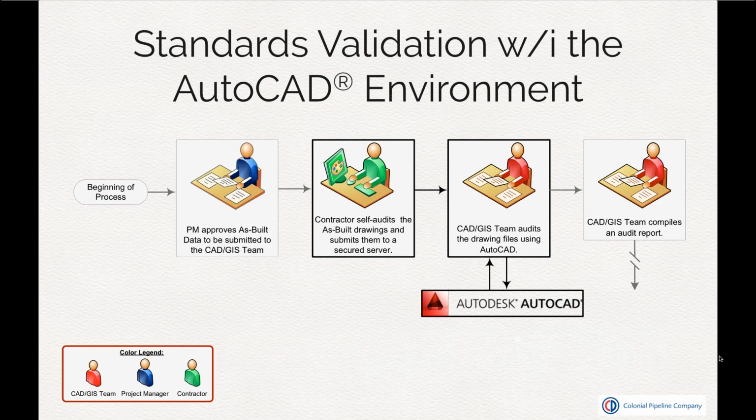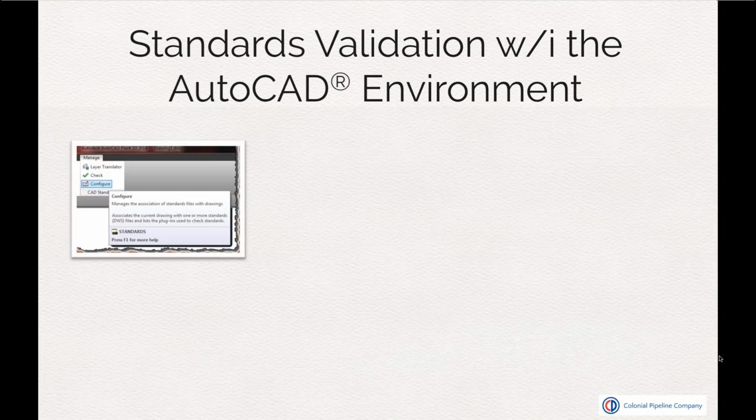So basic workflow, again, this is very basic. Project management personnel will work with contracting personnel, and then at the end of a project, send that as-built data back into our CAD GIS team. We have to look at that pretty much on a per drawing basis and validate that against our drafting standards, and then try to generate some type of report and understand where we go from there. This is a very arduous process within the Autodesk environment, although it does have some good tools. Some of the basic tools that you will use within the AutoCAD environment is the DWS structure.